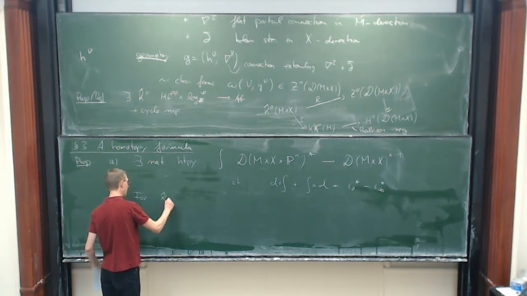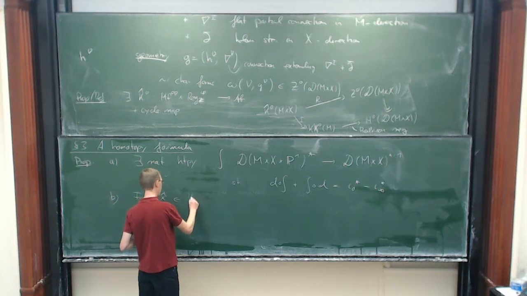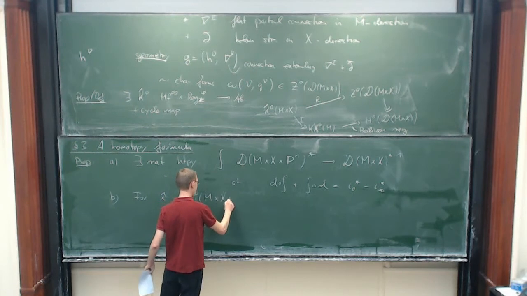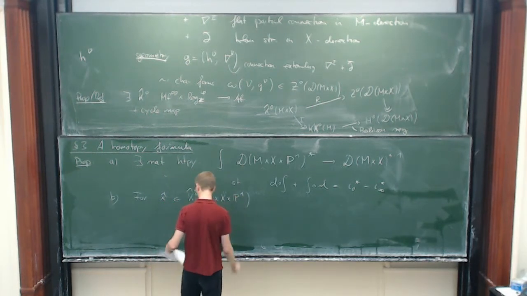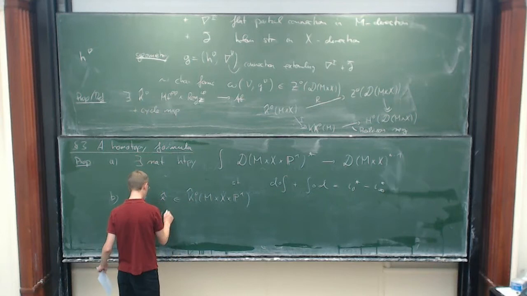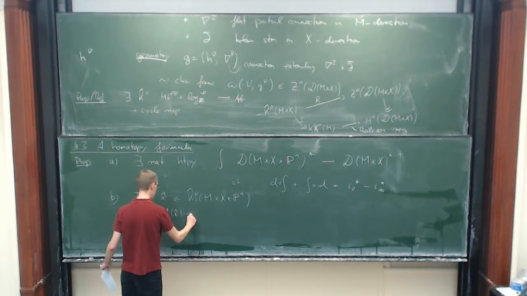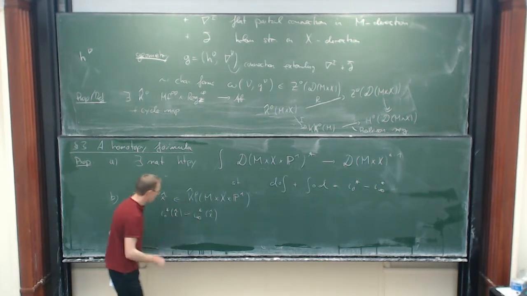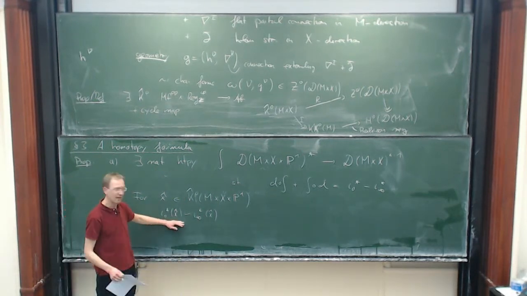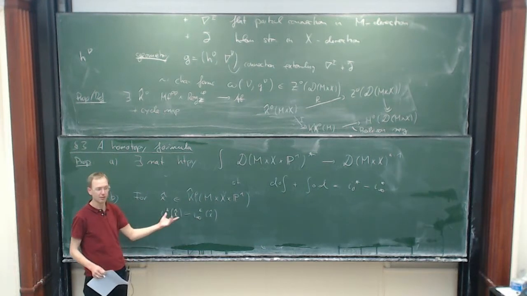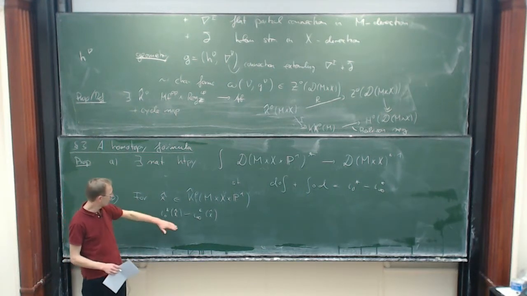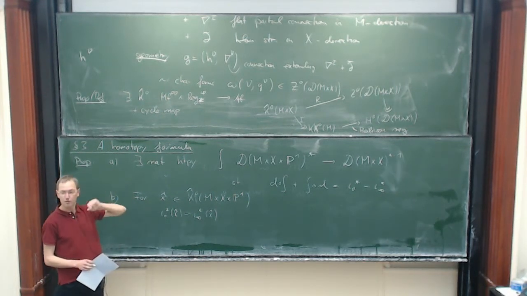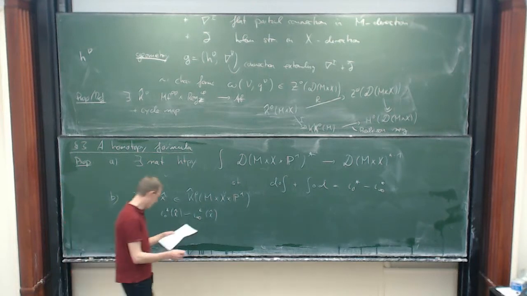So if you have some class X hat in K 0 of M times X times P1, then if you pull this back along 0 and along infinity, this will not be 0. So what you know is the underlying K-theory classes are the same because K-theory is homotopy invariant. So you know this must be in the image of this map A, what I had before from differential forms. This must come from some differential form.